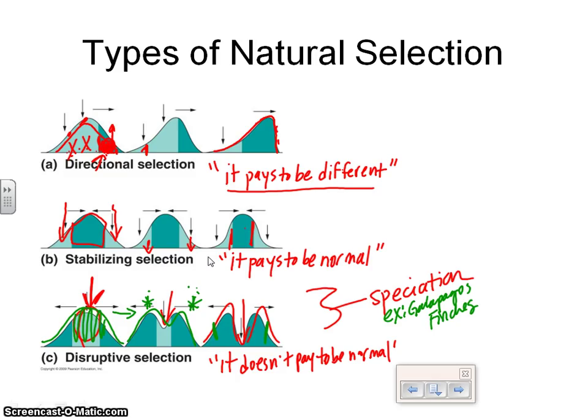Lauren? Yes? Does speciation only happen with natural selection, or are there other ways? There's other ways too. The question was, does speciation occur just with disruptive selection? And the answer is no, it can happen in other ones as well.